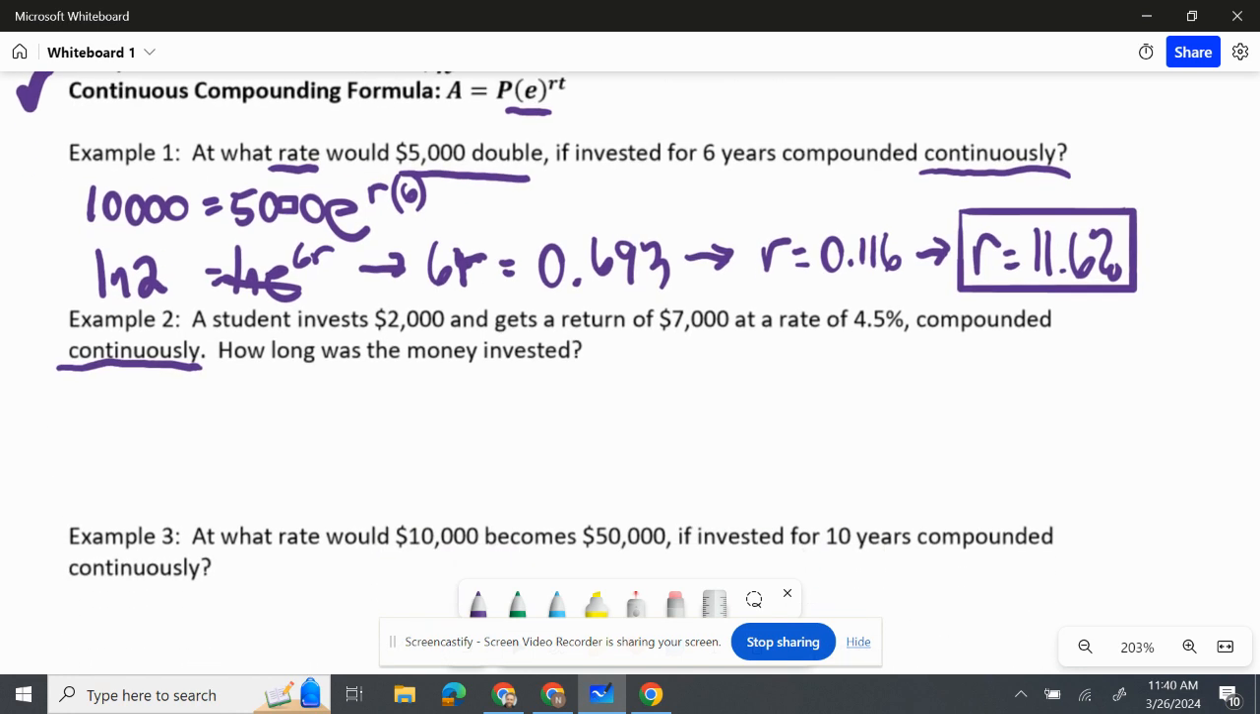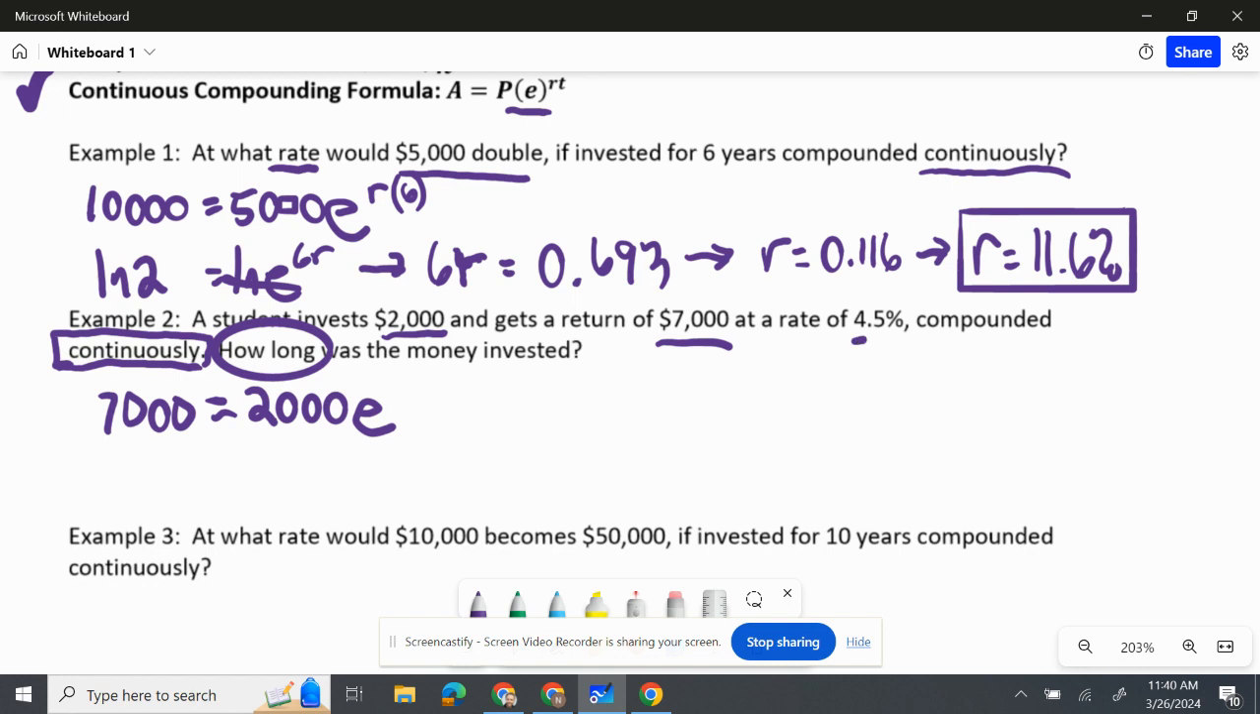Example 2. This time it says a student invests 2,000 and gets a return of 7,000. So we have 7,000, that's our final amount, is equal to 2,000, that's our initial amount. Because it says continuously, once again, we're going to use e. This time it says how long. So that's solving for time, and our rate is 4.5%. Remember, we write it as a decimal.